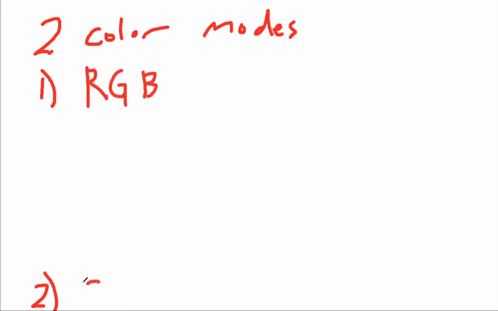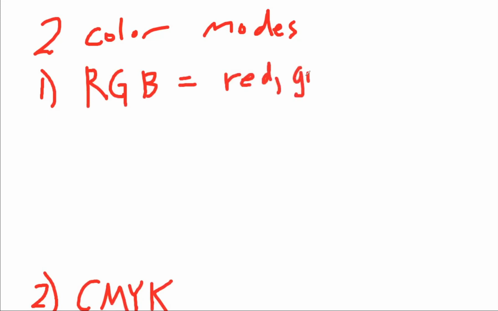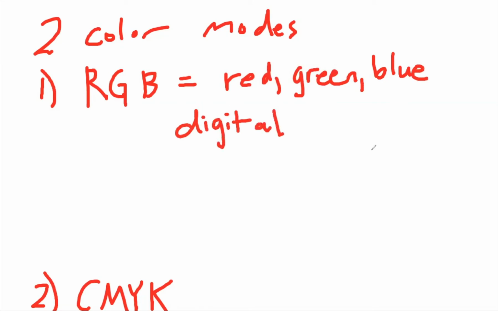The first one is RGB, and the other one is CMYK. You guys know what RGB stands for? Red, green, blue. Yep, red, green, and blue. And when do I want to work in RGB? Digital stuff. Yep, anything that's going to be digital, and digital only. So anything that I'm creating that I'm expecting people to only view on a digital platform should be built in RGB.